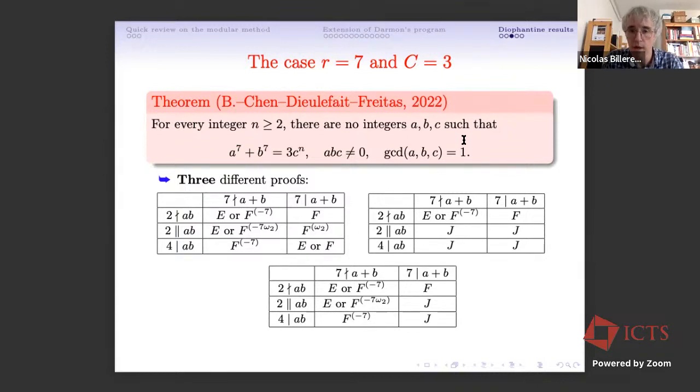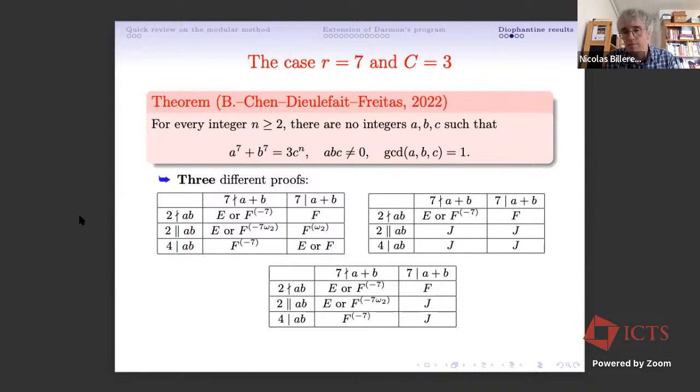So in each table, for every 2-adic and 7-adic possible condition that might be satisfied by a solution, I've indicated the Frey object that we are using. So the first proof, in the table on the left upper corner here, is using only elliptic curves, as you can see. It's using E.